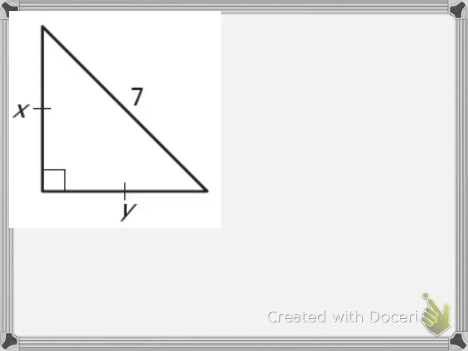Okay, this is example 4. Find the value of each variable. Write your answer in simplest radical form. So this is the first part. And we notice that it is an isosceles right triangle.